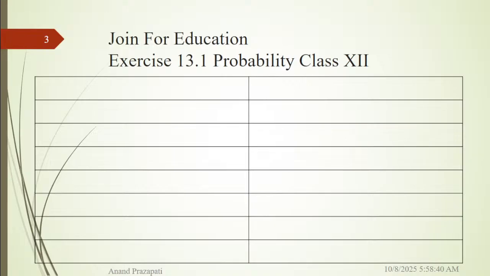Let's see question number 2. Compute probability of A by B, if probability of B equal to 0.5 and probability of A intersection B equal to 0.32. Let's see the solution.